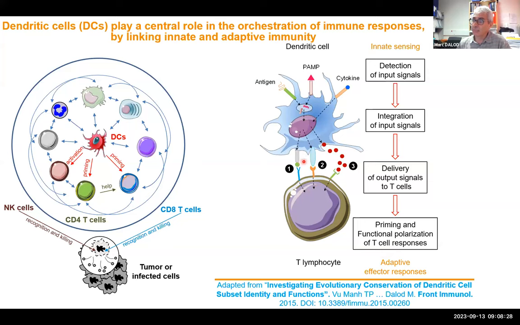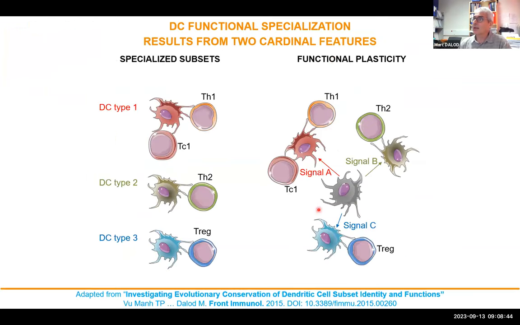So this function is therefore very plastic, because the body needs to induce a lot of different types of immune responses depending on the threat that it is facing. It's not the same type of responses that protects against fungal infections or against bacteria or against viral infection. And indeed, this functional specialization of DCs allows them to mount different immune responses.